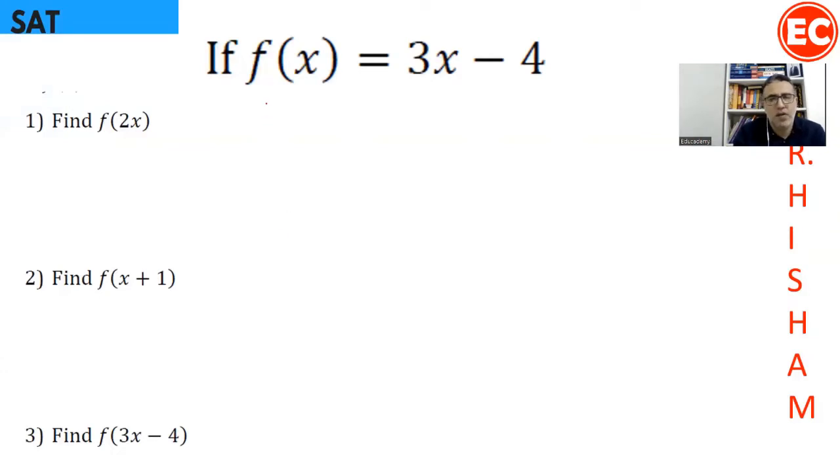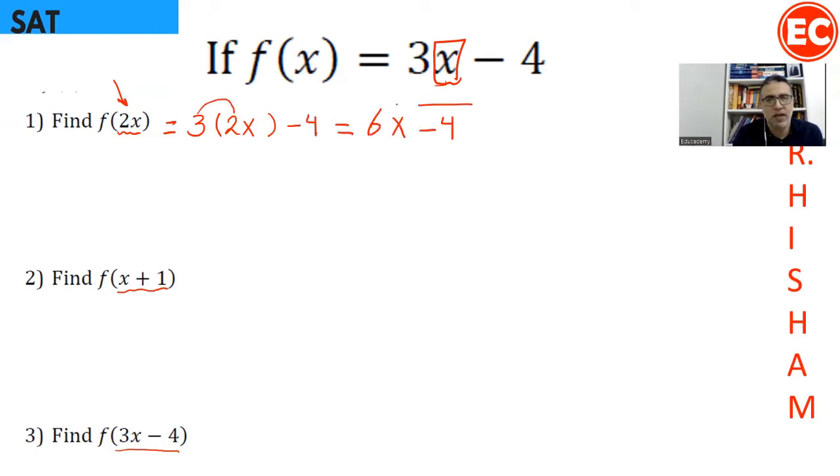Now, another question on the same function of linear equation or first degree, but the questions, as we can see here, all of them are in terms of x. So if I wanted to find f of 2x, it means that I'm going to replace this x with 2x. So 3, open bracket, replace x with 2x, minus 4. And 3 multiplied by 2 is 6x minus 4. And as we can see, this is the simplest form.